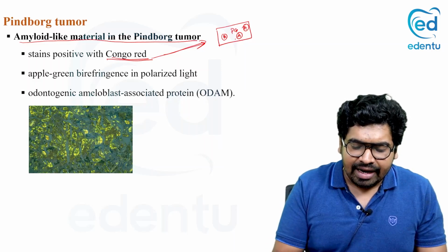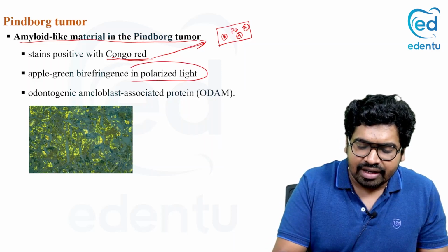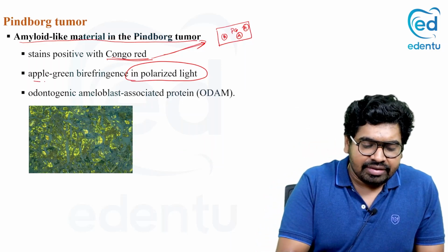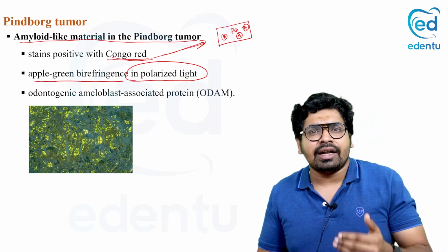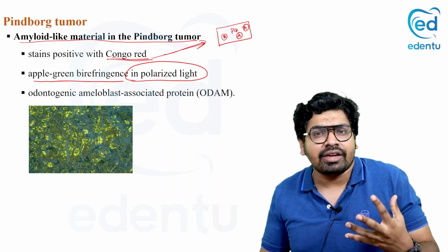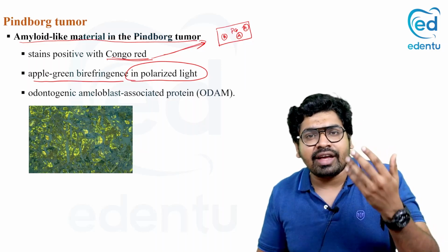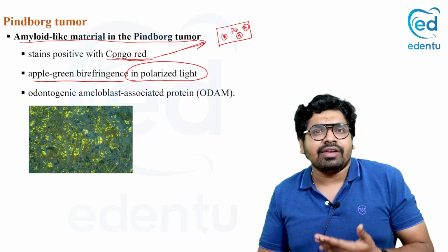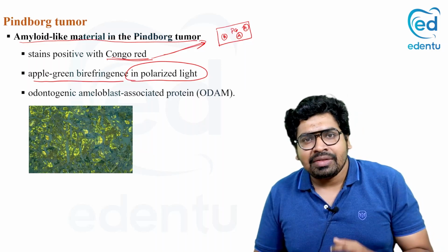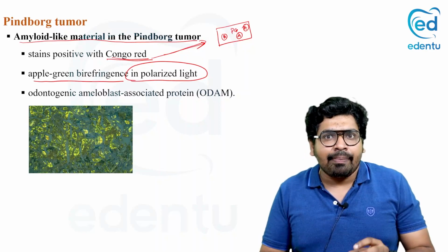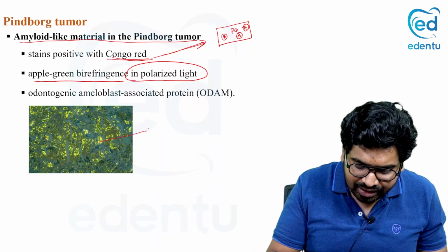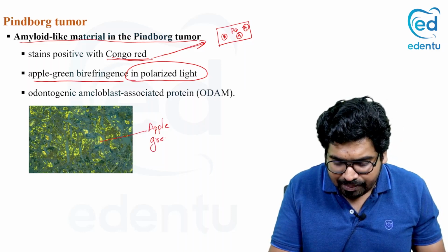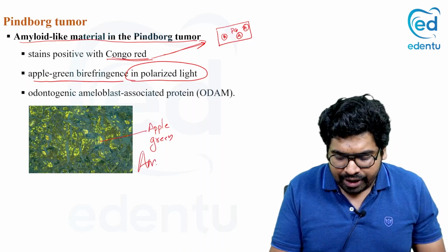I am going to take this slide and see it in polarized light. If I see it in polarized light, I will see this as apple green in color. So it is called apple green birefringence. When I stain it with Congo red and see it with polarized light, this amyloid material will appear apple green in color. Can you see the apple green color in this image? These are nothing but your amyloid.